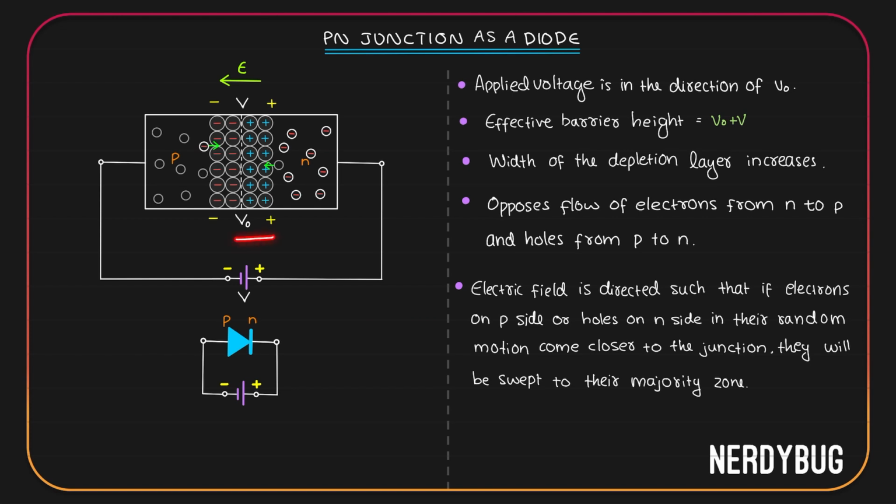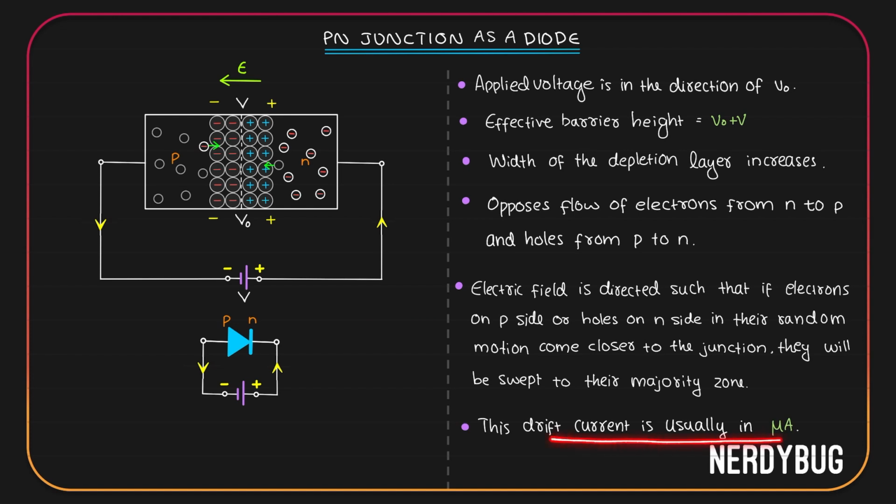Here holes are going to the left side, so we have a current towards the left. Electrons are going to the right side, that also makes a current towards the left. So the net current is towards the left. Let us show it in the circuit like this. Now this current is due to the effect of an electric field, so we call it drift current.